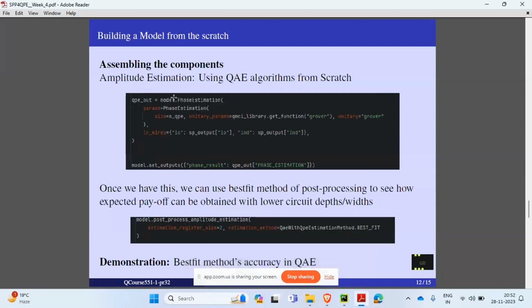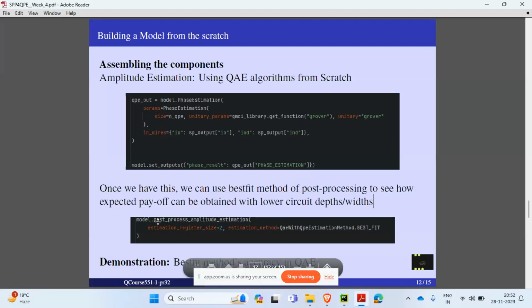And then you have the amplitude estimation part. The next goal is to put all these things together and build a finance option pricing model on our own from scratch. Once we have this, we can use the best fit method of post processing to see how the expected payoff can be obtained with lower circuit depths and widths. This is the main purpose of this project: to use post processing to realize how it can be useful to estimate accurate expected payoffs using lower circuit depths and widths.